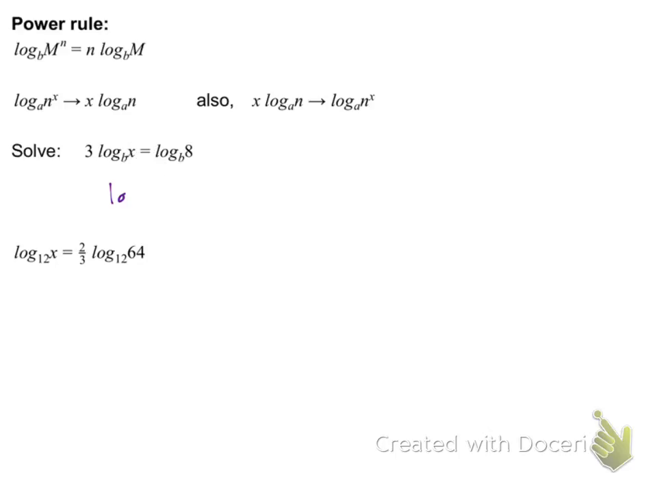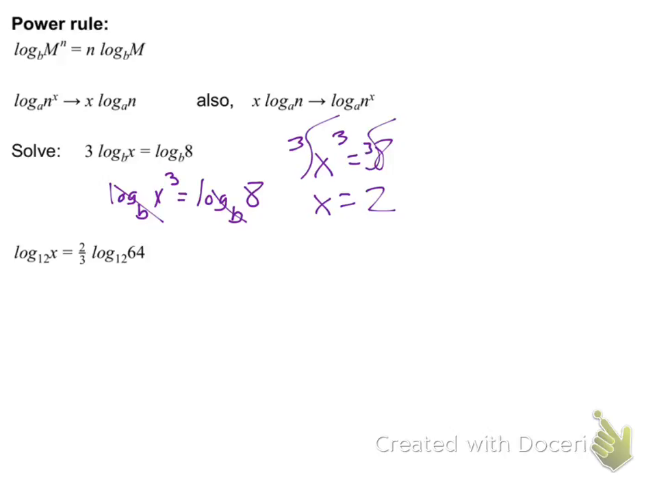So this becomes log base b of x to the 3rd power equals log base b of 8. If that's true, what would have to be true about those things for them to be the same? Do I need the log base b's anymore? So they're gone. So therefore, when does x cubed equal 8? When x equals 2. Or, what's the official way to solve that equation? Take the cubed root of both sides. Right? Cubed roots only have one solution.